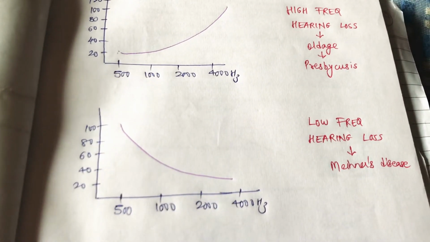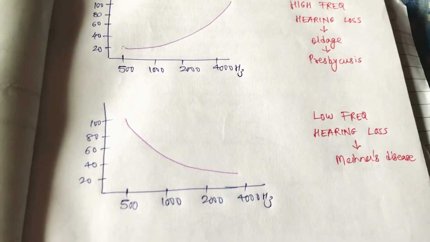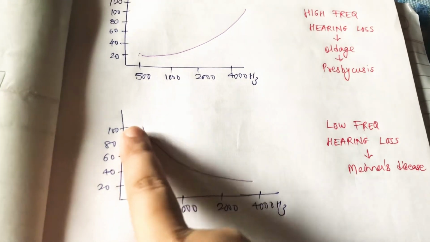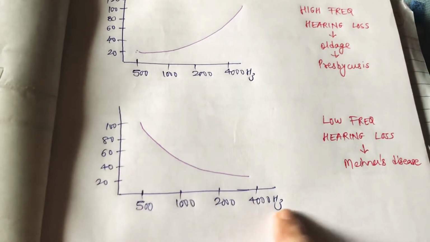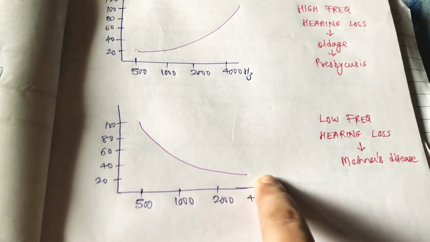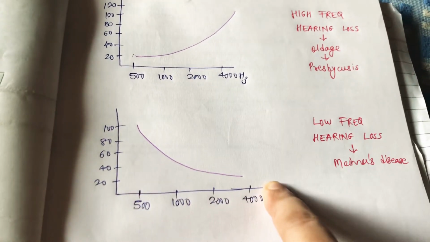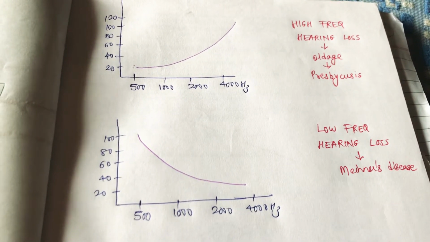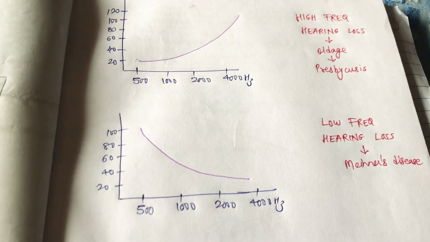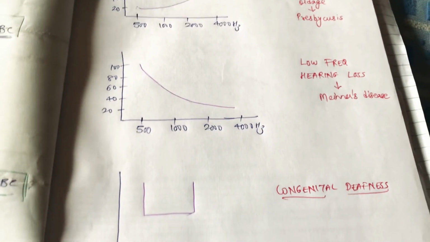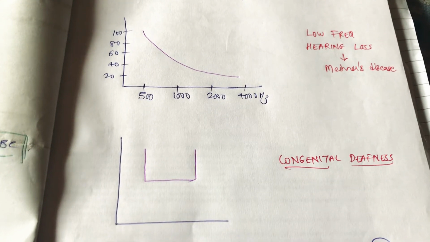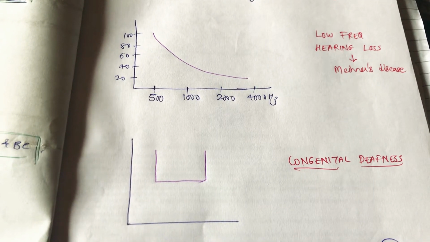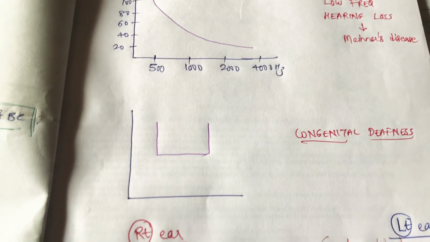We have a condition called Meniere's disease where we have a low frequency hearing loss. So like you see, in low frequencies of 500, 1000, 2000, 4000, there's a hearing loss. But as we go higher, the hearing loss decreases. So the curve is a sloping curve. It's a low frequency hearing loss in Meniere's disease. And if a patient has congenital deafness, usually the audiogram we plot is a U-shaped audiogram in case of a congenital deafness.